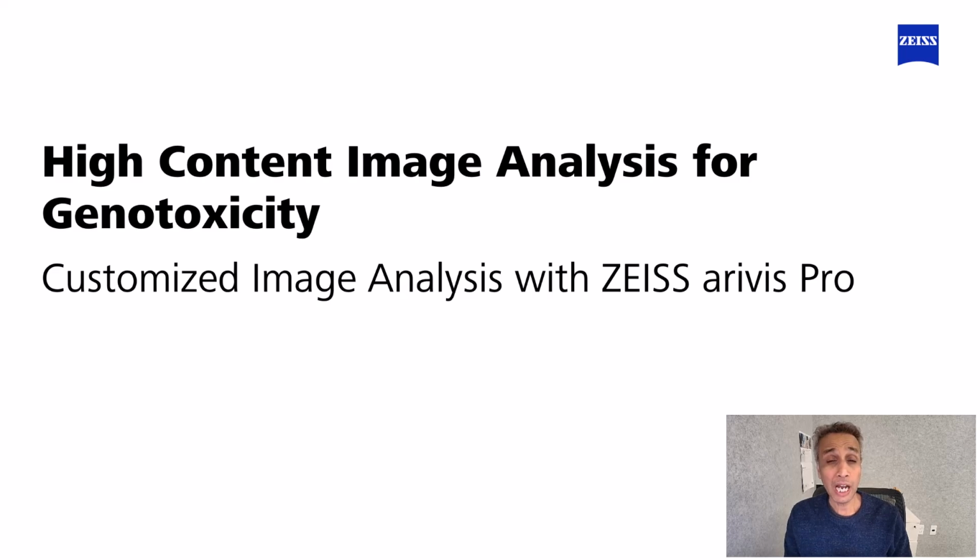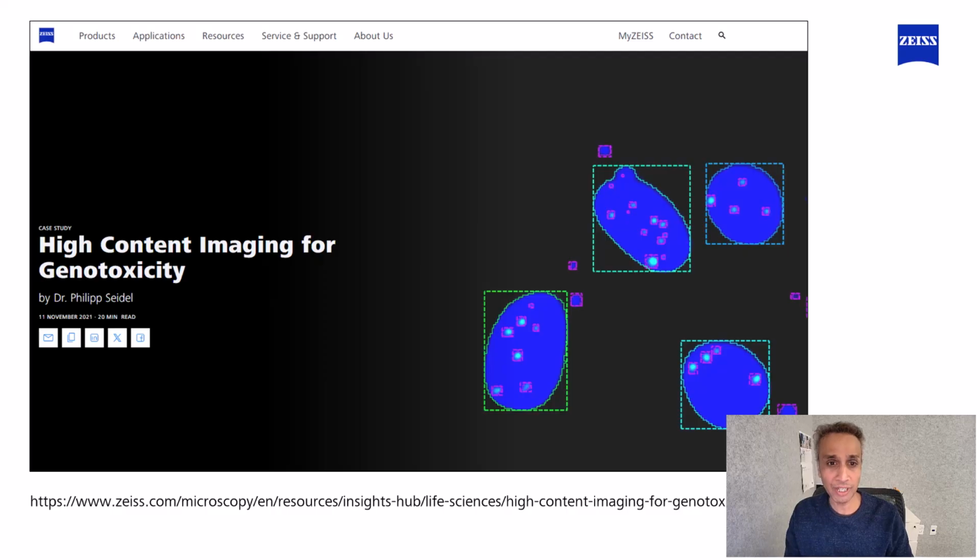This video shows how to set up a custom pipeline in ZEISS arivis Pro for high-content image analysis for genotoxicity studies. For a full case study, please refer to the ZEISS Insights Hub page, and the link is given down below at the bottom of the screen.